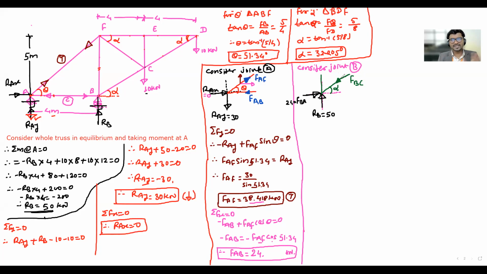Even if you take it up, the answer will come negative; vice versa conditions will be generated. What about the force in this member? What will its name be? FBF. This is FBF, and the direction of the force in this member will be up or down? Just a minute.